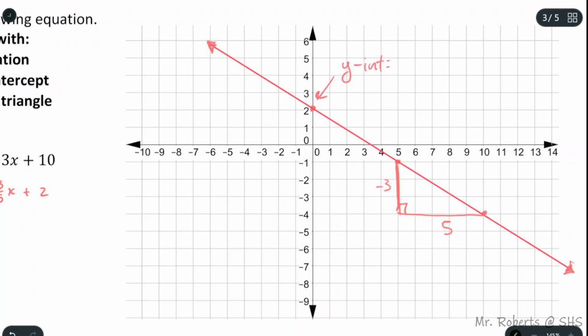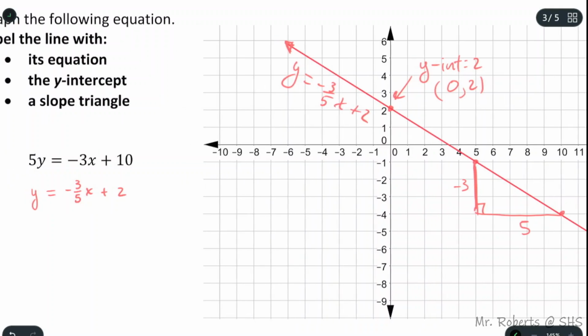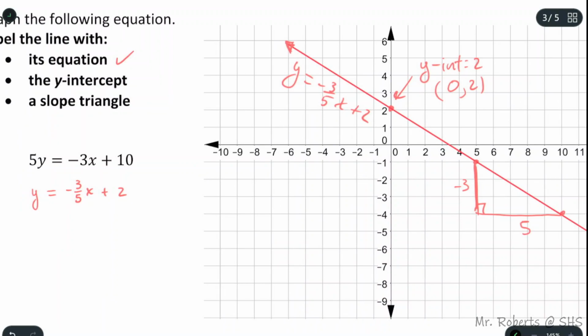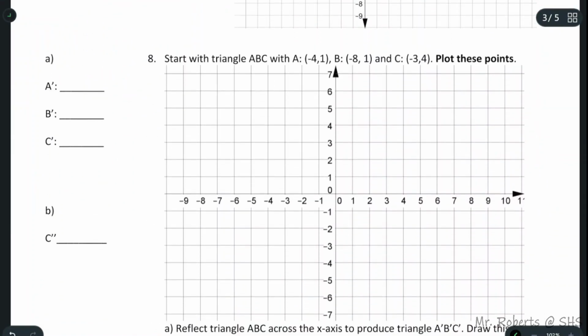The y-intercept is at 2, or it's the point 0, 2. X is 0, y is 2. And then I'm just also going to write the equation of the line. This is the line y is equal to negative 3/5 x plus 2. So if I look at it, I have labeled the equation on the line, I've given the y-intercept, and I've included a slope triangle. So I'm done with 7. Let's move on to question 8.